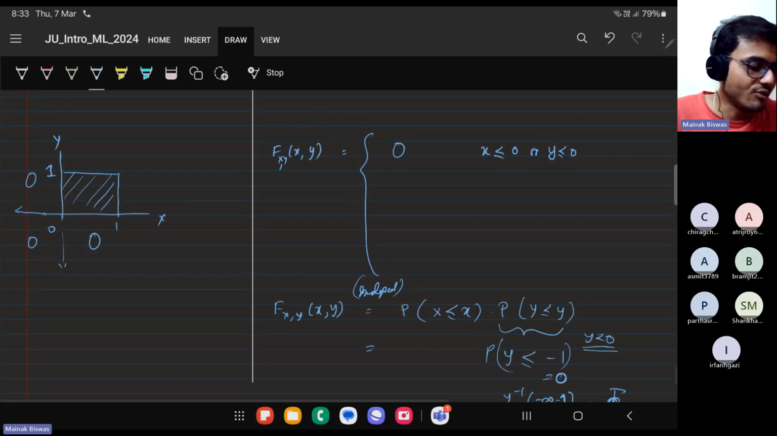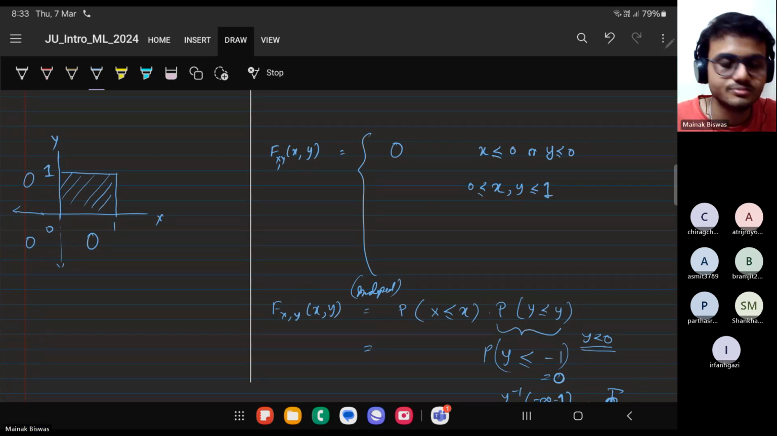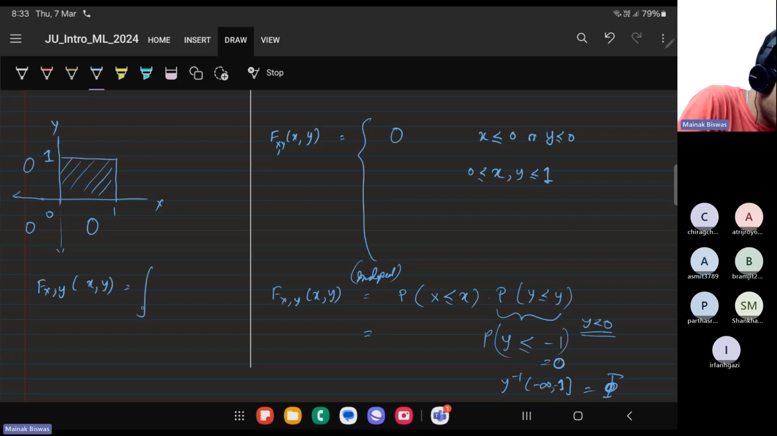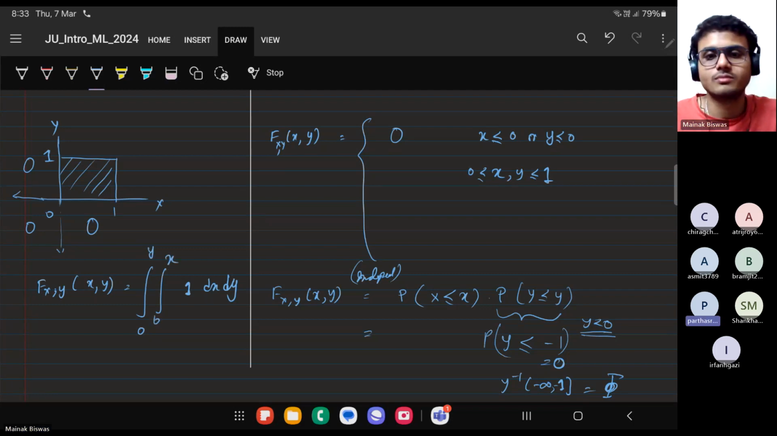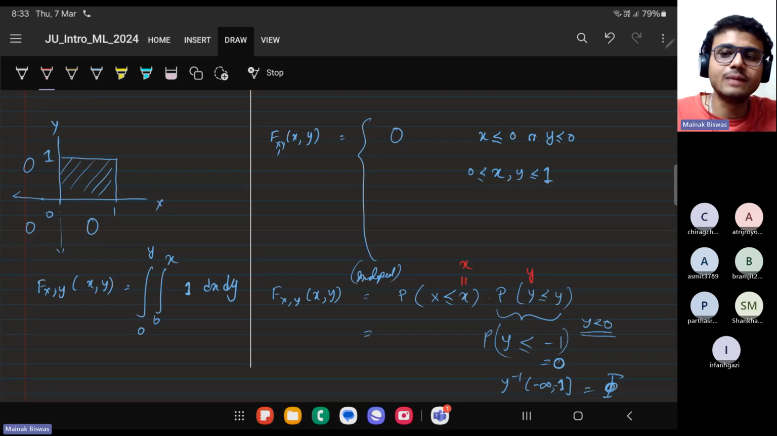Now tell me, the second case would be x comma y both between 0 and 1. How will I find the CDF? It would be the integral of 1 dx dy, from 0 to x and 0 to y. But here it is very simple. You can just see this and write it as x times y, because they are independent.